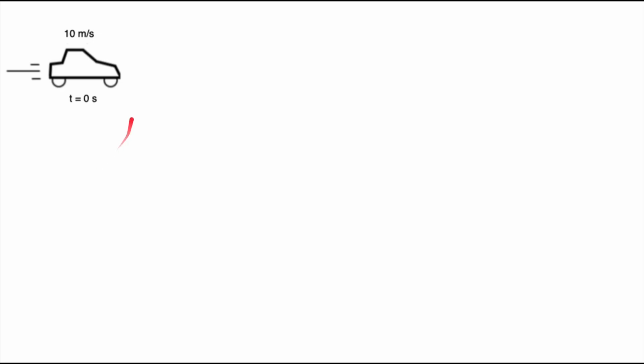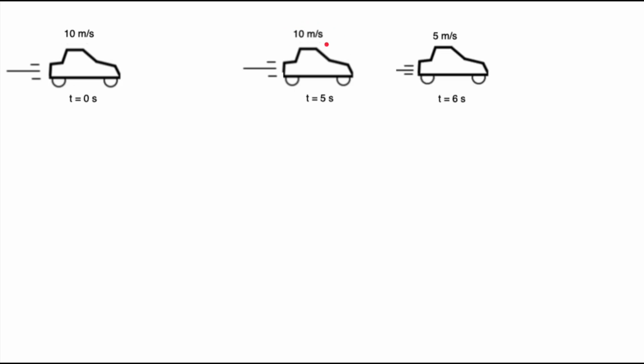Okay, well, let's try this. I've got a car, instead of starting at 0, it's starting at 10 meters per second at time t equals 0. And let's just see what happens to this car over the next few seconds. So at t equals 5 seconds, the car is still going 10 meters per second. But at t equals 6 seconds, the car's velocity is now 5 meters per second in the positive direction. And at t equals 7 seconds, the car has come to a stop. So let's just apply this acceleration equation to two different parts of this trip.